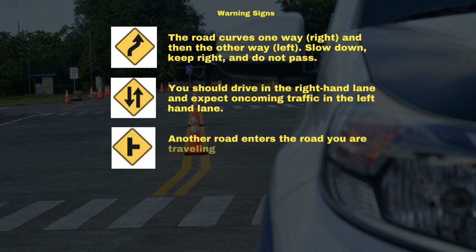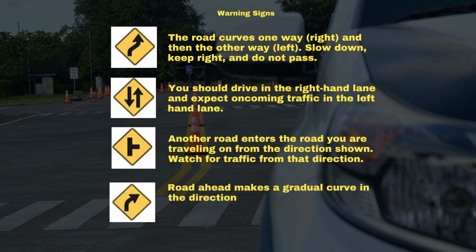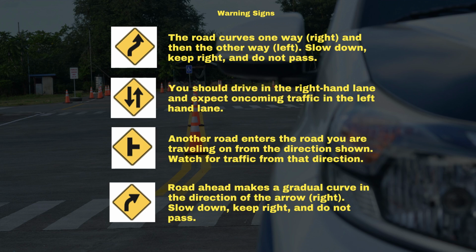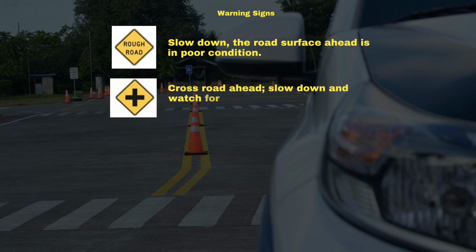Another road enters the road you are traveling on from the direction shown. Watch for traffic from that direction. Road ahead makes a gradual curve in the direction of the arrow, right. Slow down, keep right, and do not pass. Slow down, the road surface ahead is in poor condition. Cross road ahead. Slow down and watch for cross traffic. Look carefully in all directions for traffic.